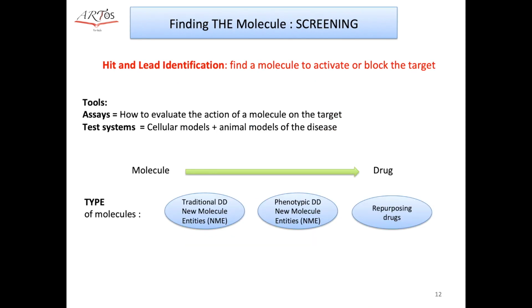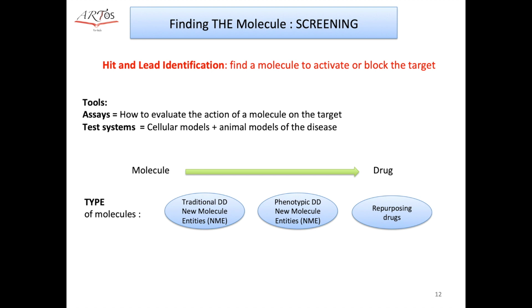Now that you have a target, you need to find a molecule, a future drug, that is able to activate or block it depending on its function in your disease. Testing a lot of molecules is called screening. You will identify hits that become leads if the hit has a high effect with a low dose or concentration. To perform a screening, you need tools. An assay, which is how to evaluate the action of a molecule on the target, and test systems, cellular models and animal models.